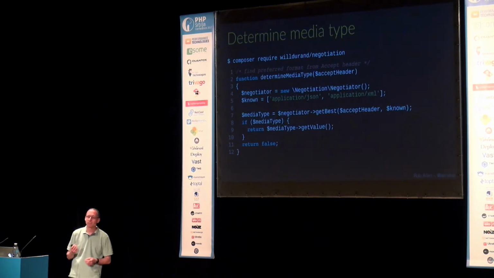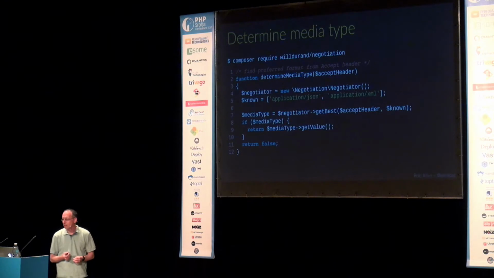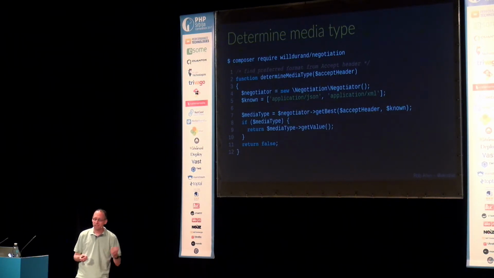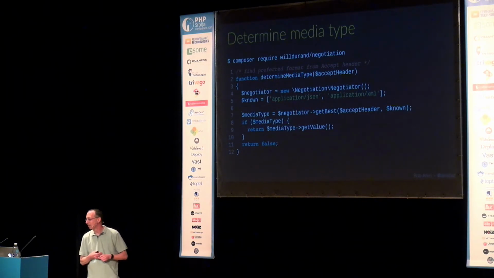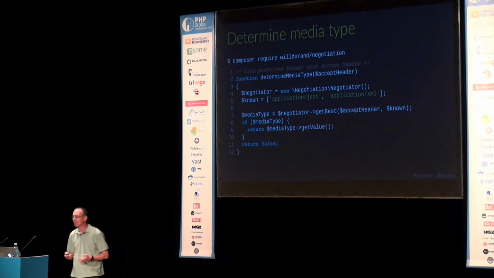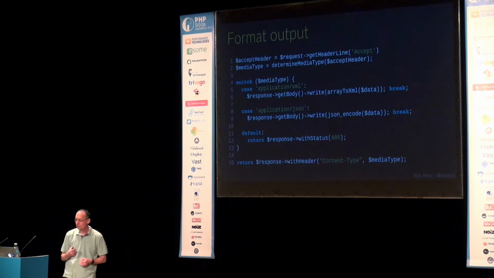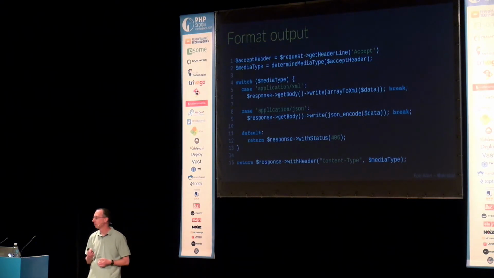You give it a list of known application types that you understand. So that's line 5 on that slide. And then you pass it into a method called getBest. Given the accept header and the list of media types that I understand, the negotiator will tell me which one I should be using. And that's it. It's quite easy. To actually do the formatting itself, you simply switch on that media type and generate the relevant response.